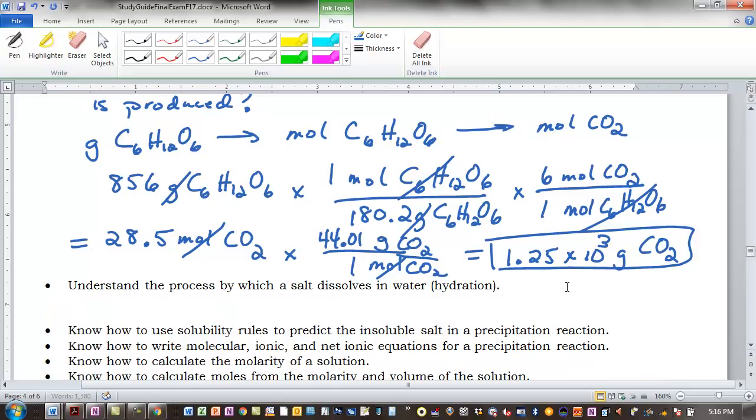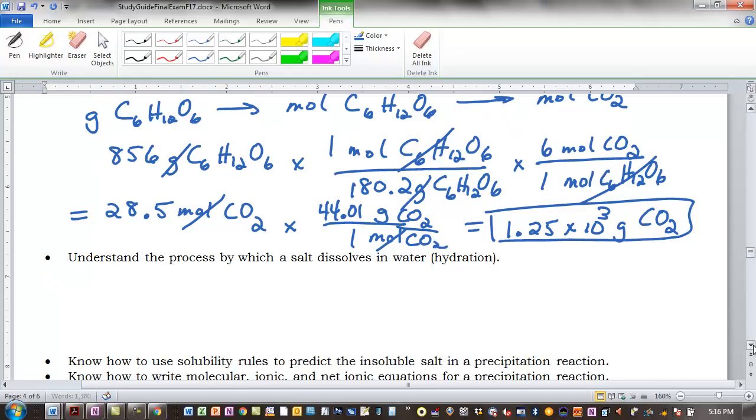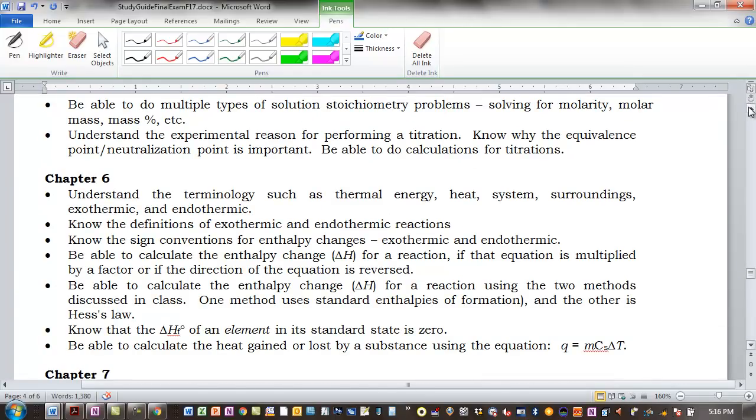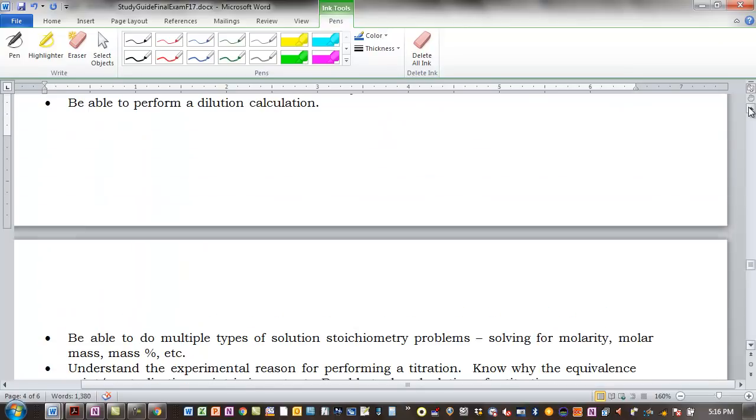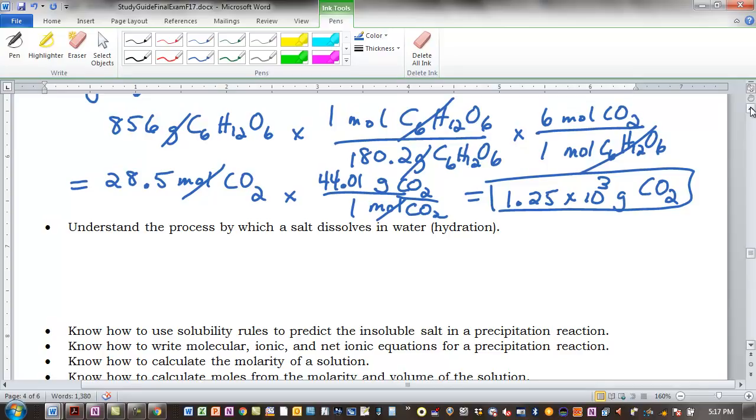All right, let's talk about this next one. Probably, understanding the process by which a salt dissolves. You don't need to know per se, what's really happening when the salt dissolves is a dipole of water is interacting with the cations and anions of that salt and breaking the ionic bond and pulling that salt into solution. So that's what we mean by hydration. Probably more important for this exam is kind of knowing how a salt breaks apart when it dissolves.